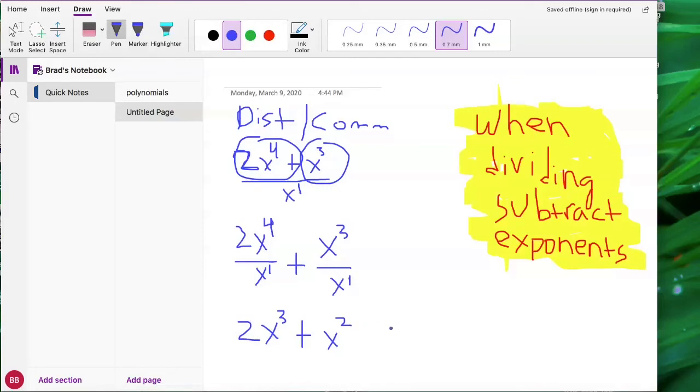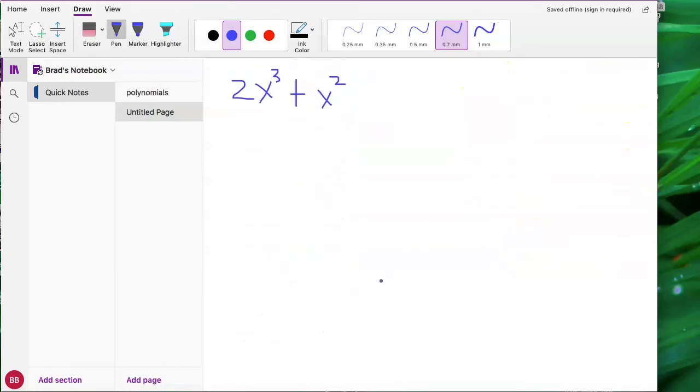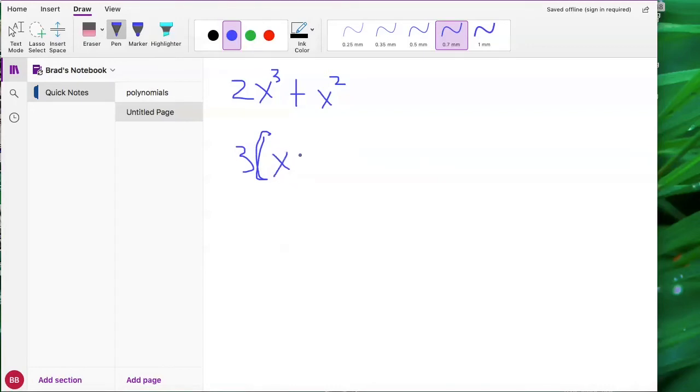Okay, as we get into the rules of distributive, we slide this guy up a little bit. What if we have something like 3, parentheses, x plus 6?